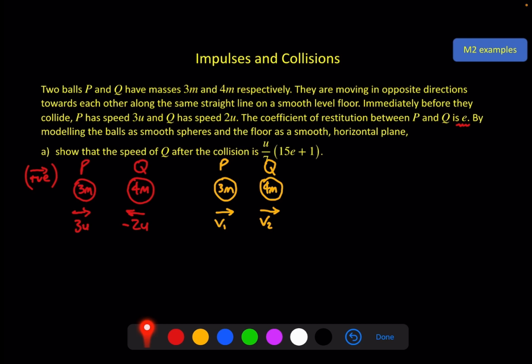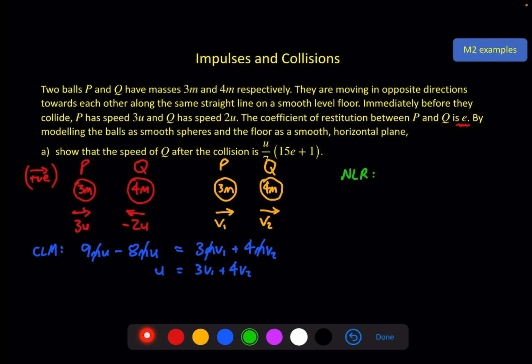Now I form my two equations. Conservation of linear momentum. We've got 3m times 3u, so 9mu, plus 4m times minus 2u, so minus 8mu, must equal 3m times v1 plus 4m times v2. All of the m's cancel nicely, and we get 1u is equal to 3v1 plus 4v2. There's our first equation. Newton's law of restitution. Same arguments as before.